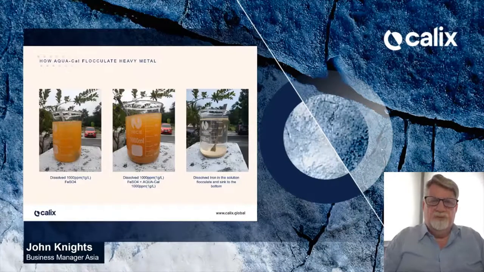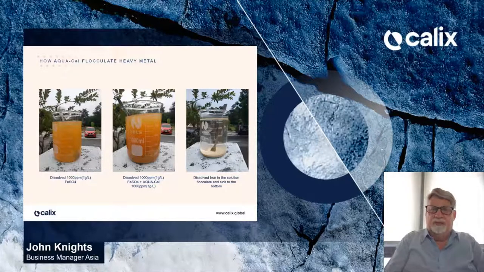Here we're just showing some laboratory type examples of what you might see in a typical pond. In this case, we have dissolved 1,000 parts per million of iron sulfate. We have then added 1,000 parts per million of AquaCal plus. This is much higher than we'd normally put in the pond, but it's done for the purpose of demonstration. After an hour or so, you can see that the iron has deposited as the metal salt to the bottom of the beaker and is held on the AquaCal particle.